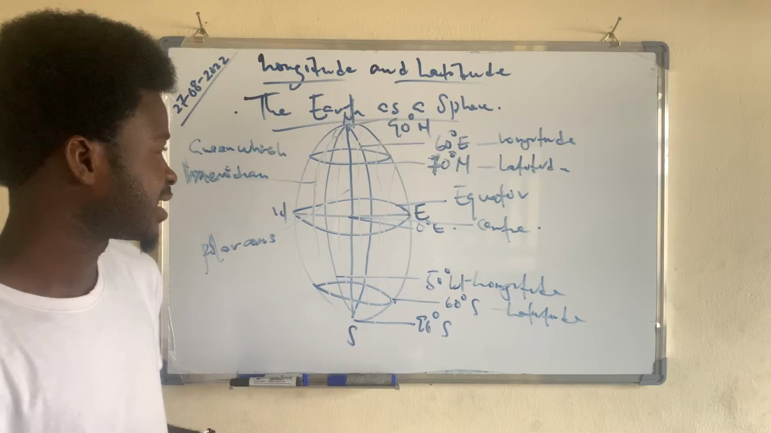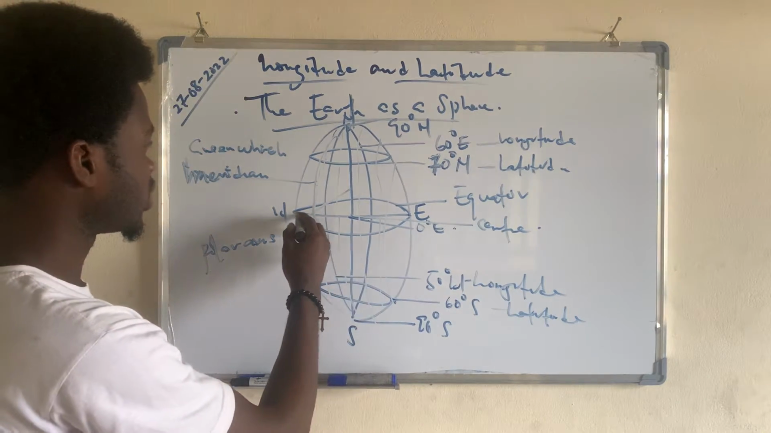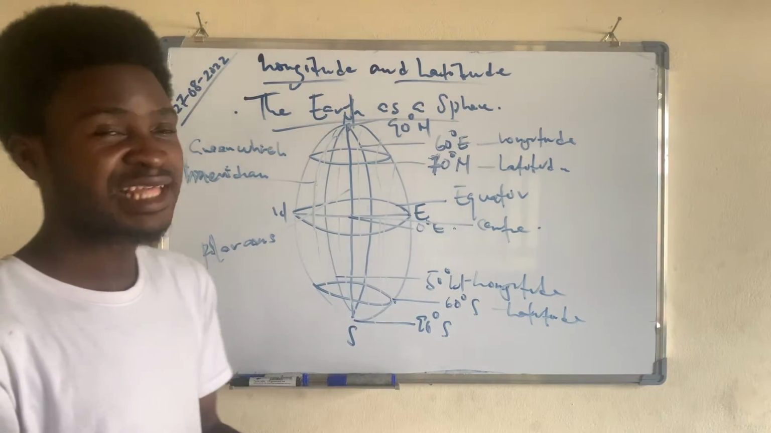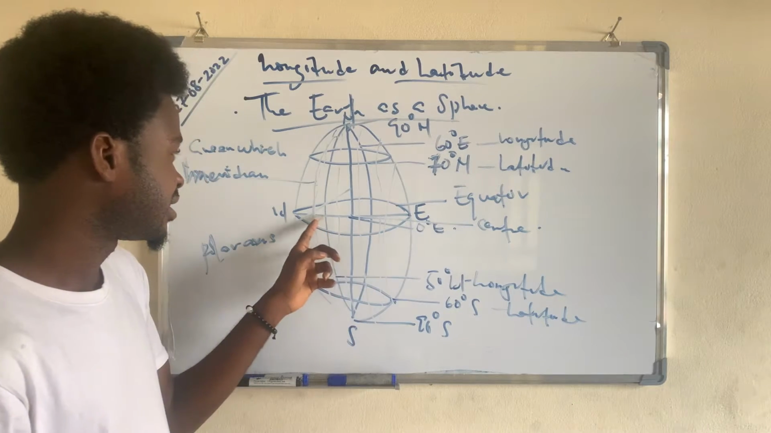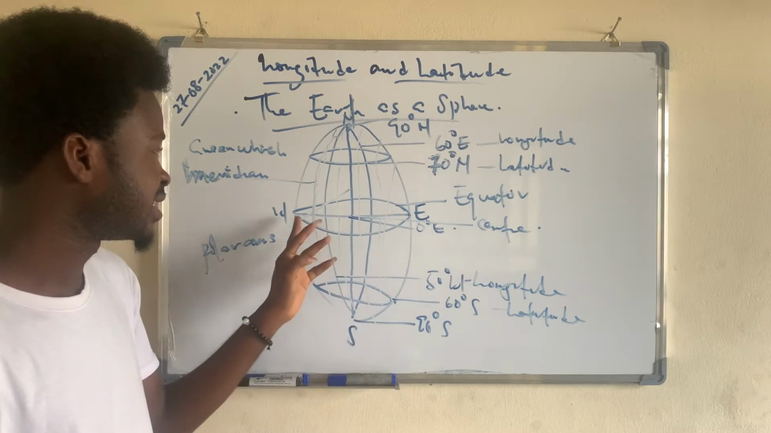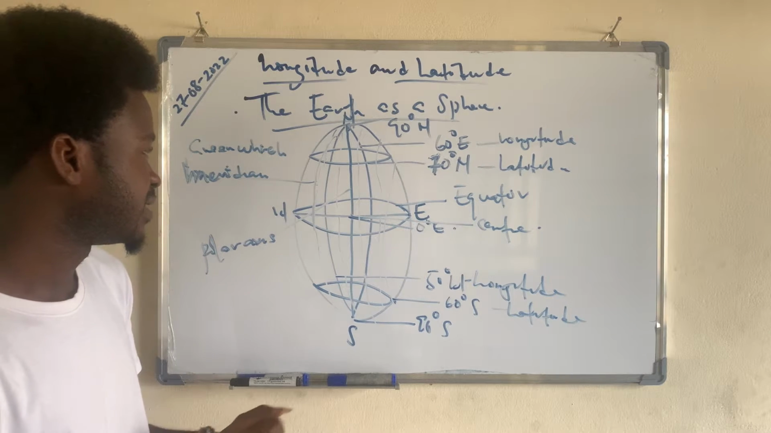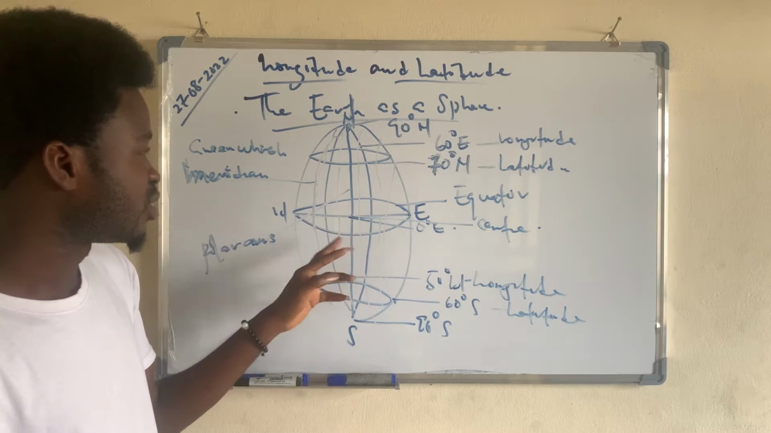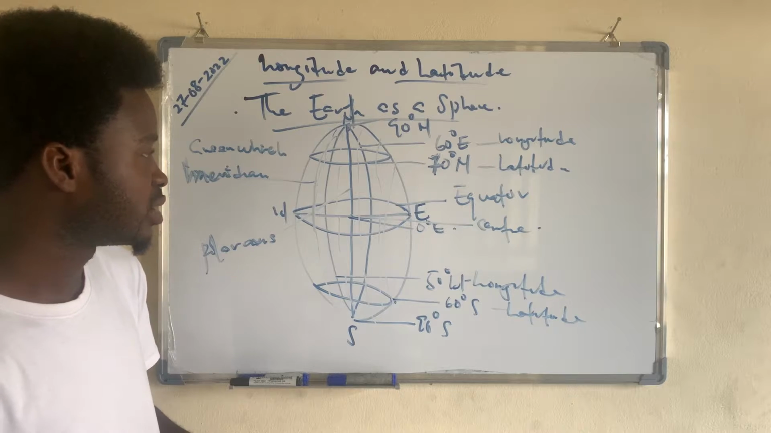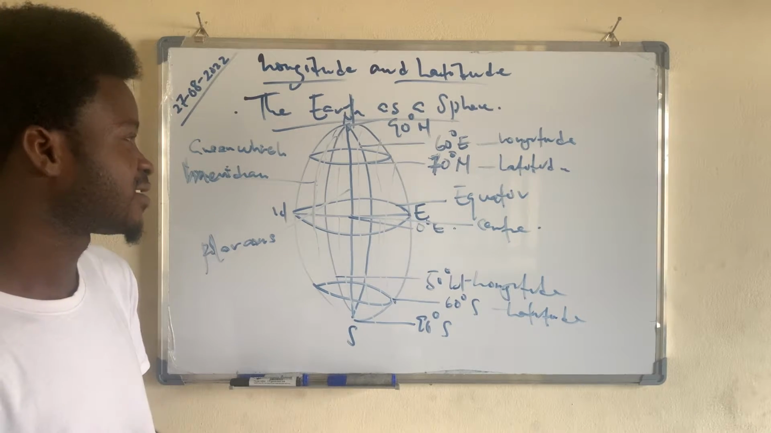The east and west axis. This is the east and west axis. It is the horizontal line that passes through the center of the Earth and divides the Earth into two equal parts. That is our east and west axis.